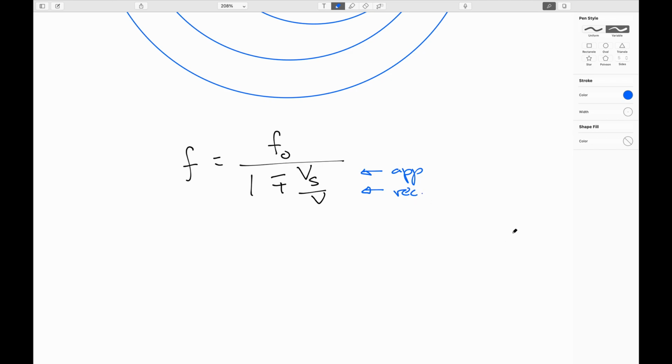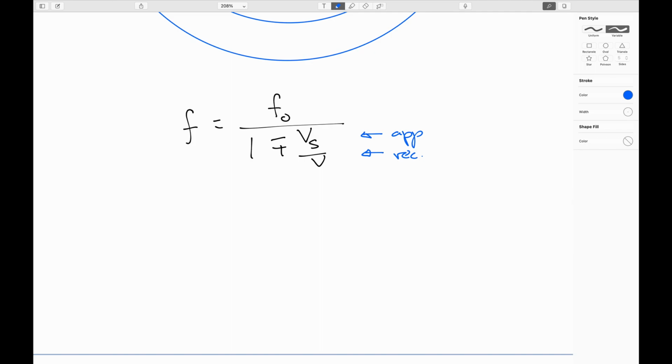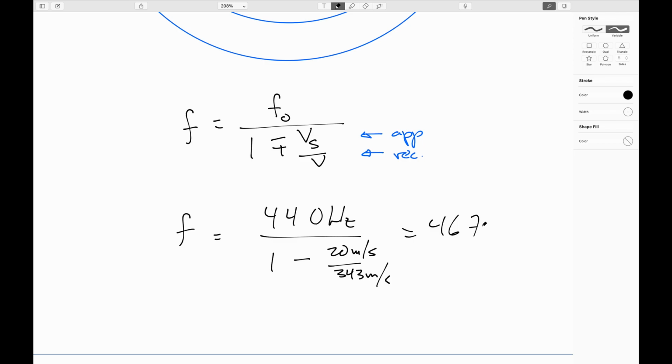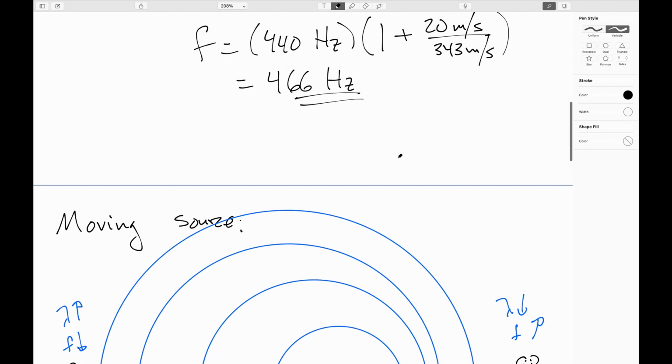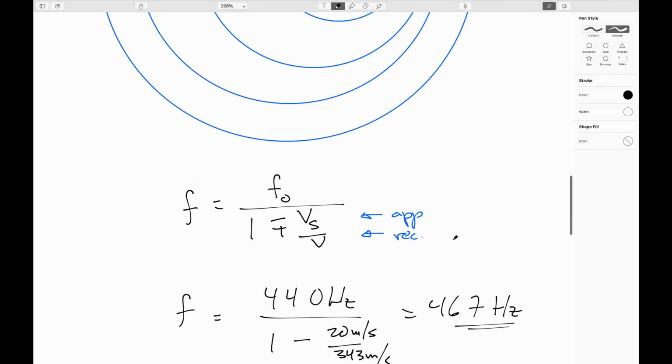So let's just go and do that same thought experiment. Let's say that you have a source that is approaching you at 20 meters per second playing concert A. So concert A, we said, was 440 hertz. This would be over 1, and since it's approaching you, it would be minus 20 meters per second over 343 meters per second, and you get 467 hertz. Hey, take a look at that. That is slightly different than what we have here, and that's okay.